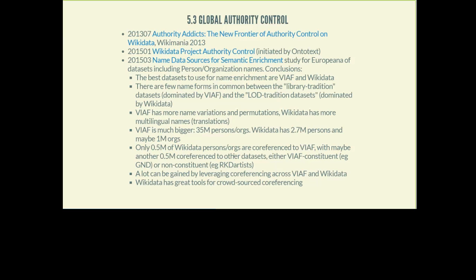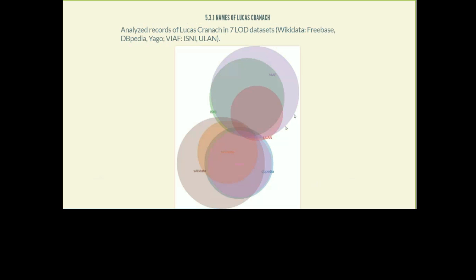And on the next slide, you see a Venn diagram from this study. So I checked all of the different names of Lucas Cranach in these 7 data sets. There's about 135 names for Cranach.